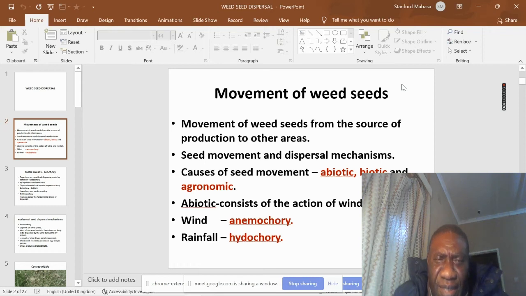Now, the causes of seed movement are abiotic, biotic, and agronomic. Abiotic consists of the action of wind and rainfall. Now, there's certain terminology which we use. When we refer to wind dispersal, we talk of anemochory. Dispersal due to rainfall is known as hydrochory.